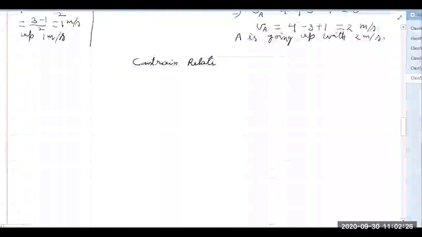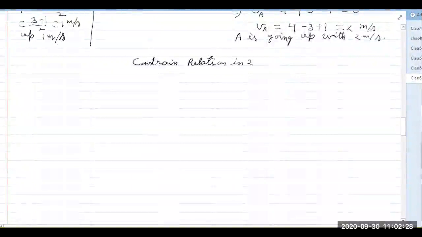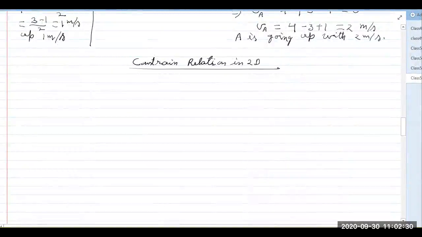In 2 dimension. Okay, so we can have various kinds of problems related to this. So first we can take this kind of example.